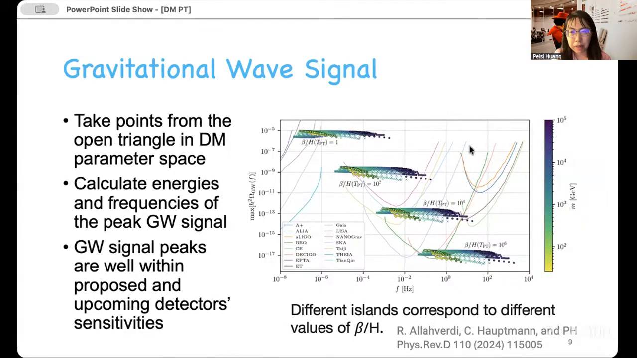And when we further increase beta over H to 10 to the power 4, we move more to the range of ALIA, DECIGO, and BBO. And the signal is weaker when we increase beta over H to 10 to the power 6. So we see in most cases, the gravitational wave signal peaks are well within the proposed and upcoming detectors' sensitivity.